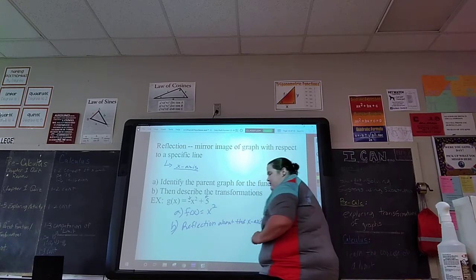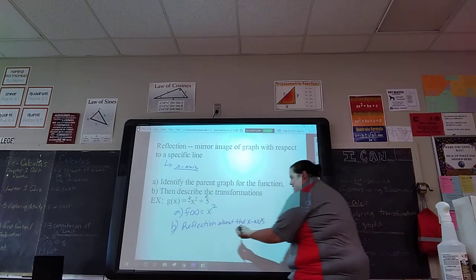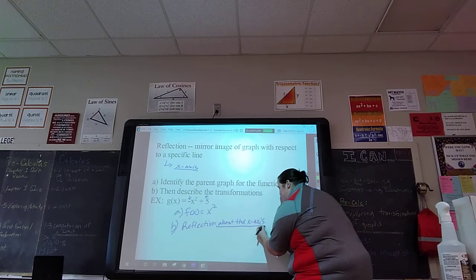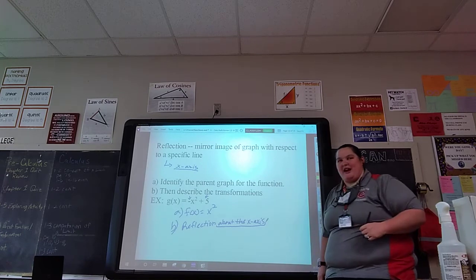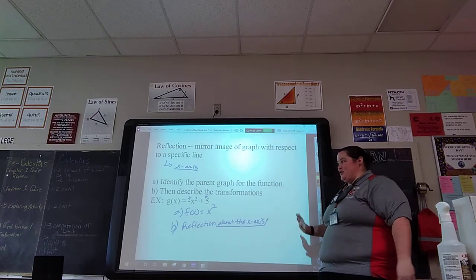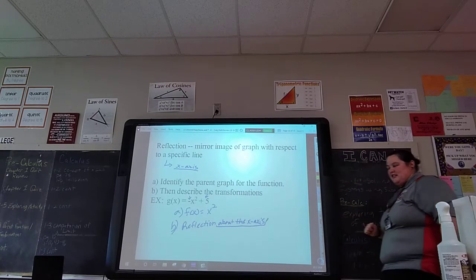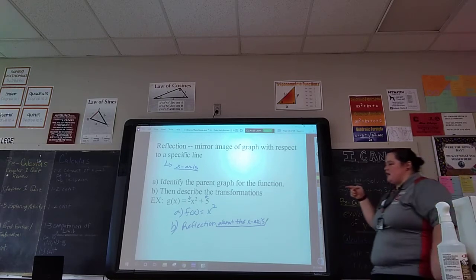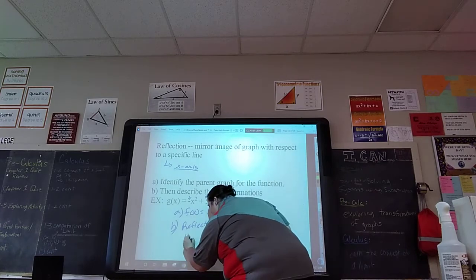So I'll write it out officially, but since this is the only reflection we have, if eventually you want to cut down some of the writing, if you don't write about the x-axis every single time, that's fine, but just know that that's what it is. Is that okay? And everyone knows why we wrote reflection? The negative, yep. So then, what does that plus 5 tell us? Up 5. Up 5, yep.